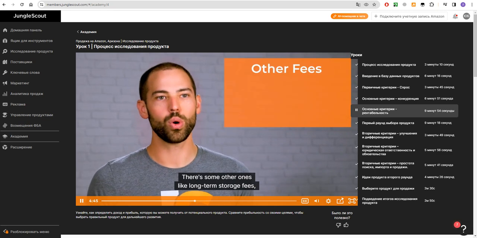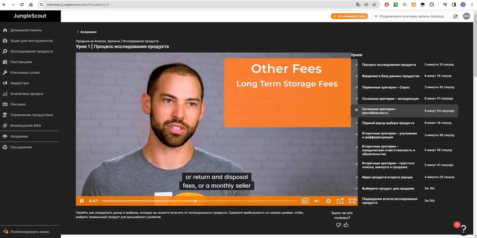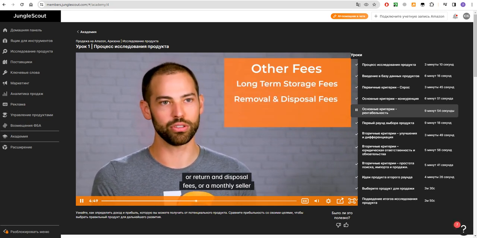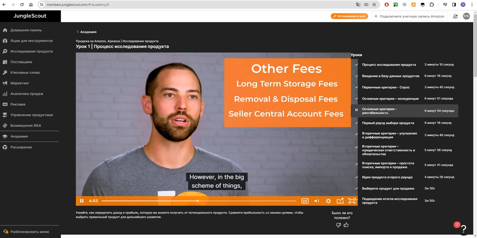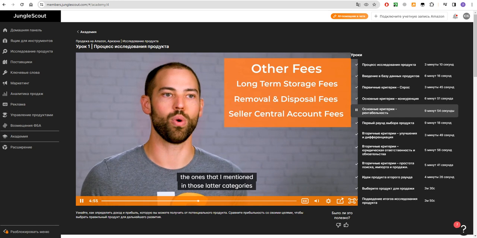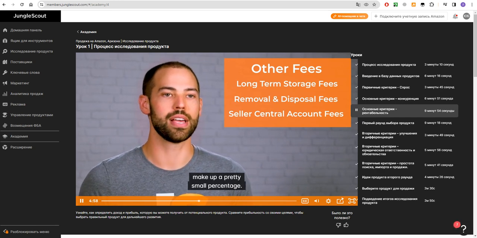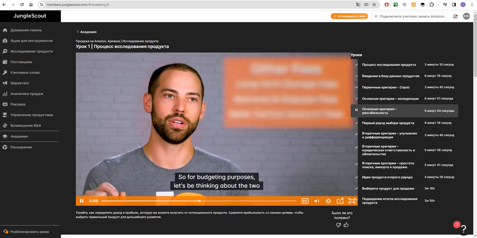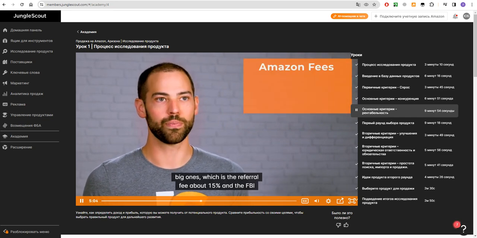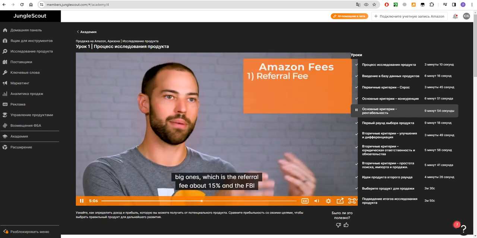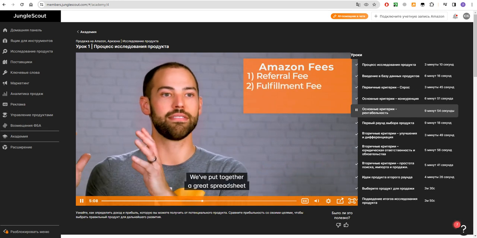There's some other ones like long-term storage fees or return and disposal fees or a monthly Seller Central account fee. However, in the big scheme of things, the ones that I mentioned in those latter categories make up a pretty small percentage. So for budgeting purposes, let's be thinking about the two big ones, which is the referral fee, about 15%, and the FBA fulfillment fee.